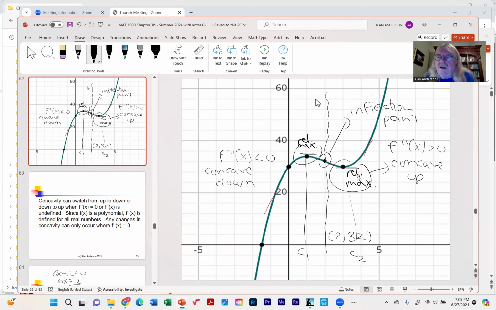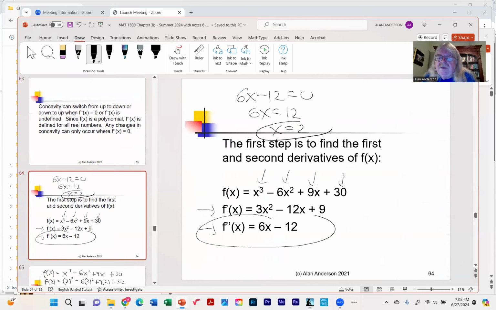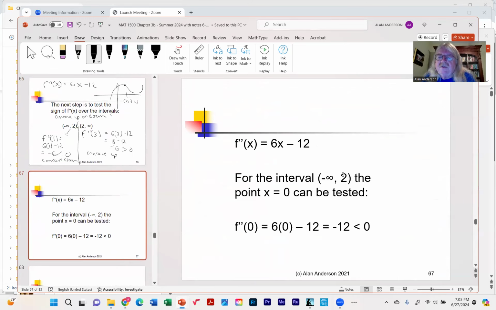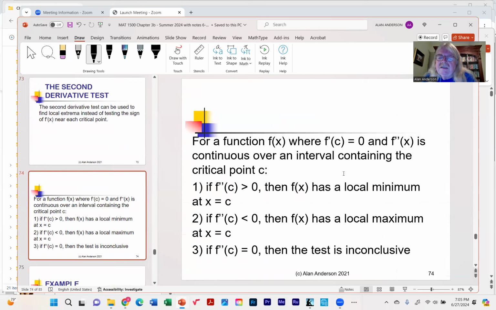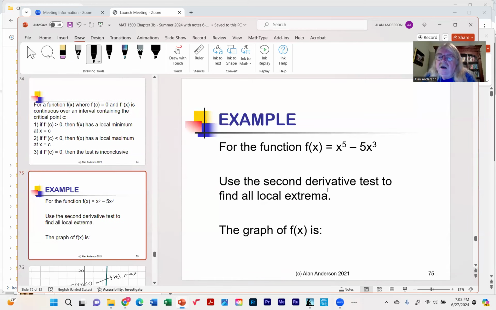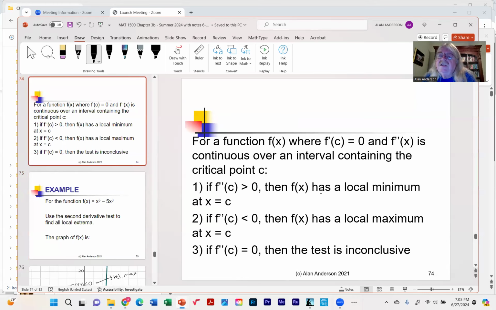Now, there's only one complication. What happens if the second derivative is exactly equal to 0? Then we don't know. It could go either way. We call it inconclusive. Or it could still be neither. So in other words, we need to do something different if it's exactly equal to 0.